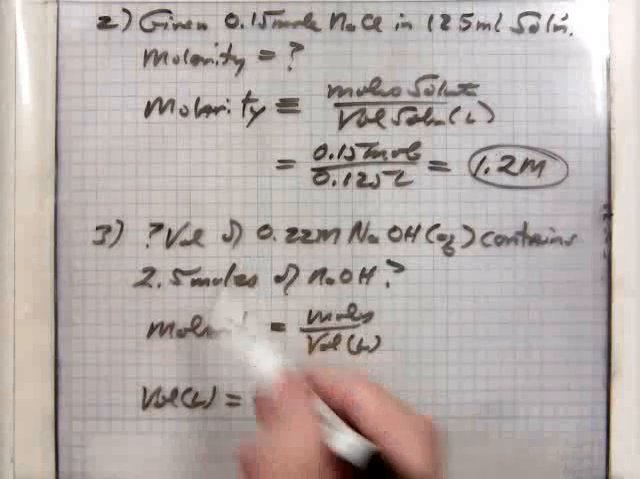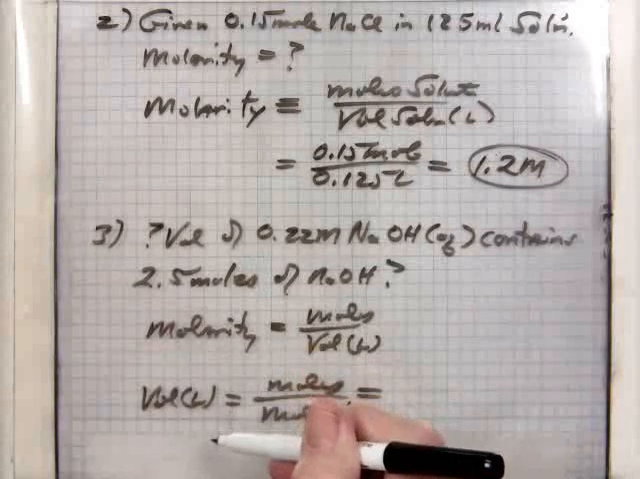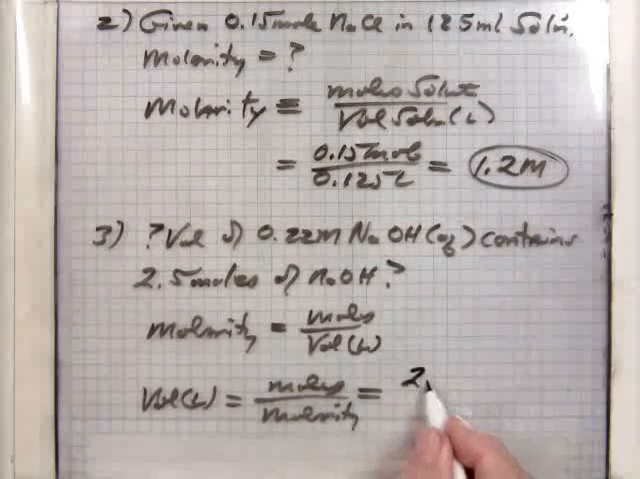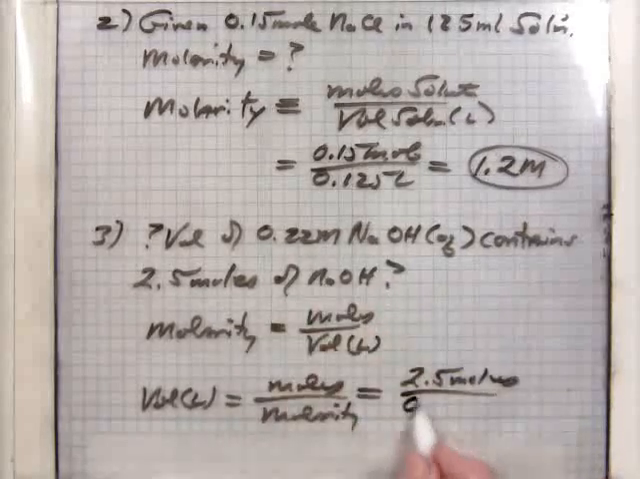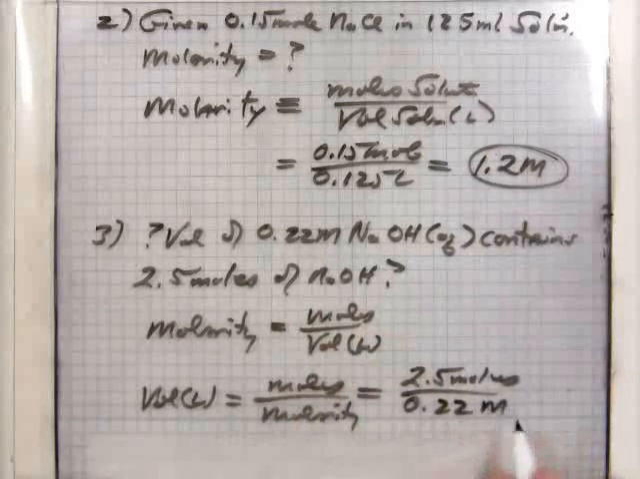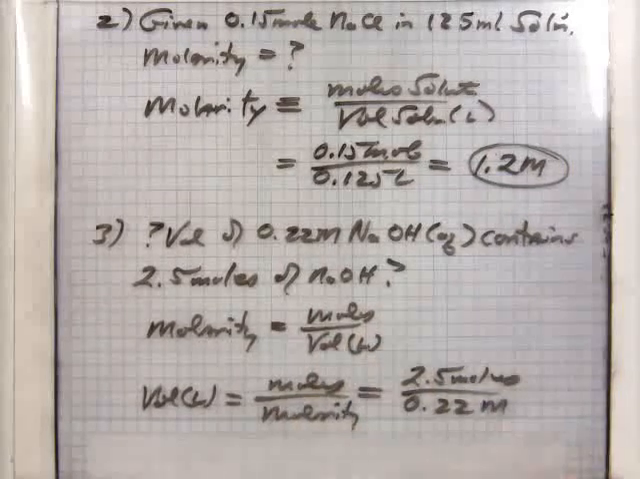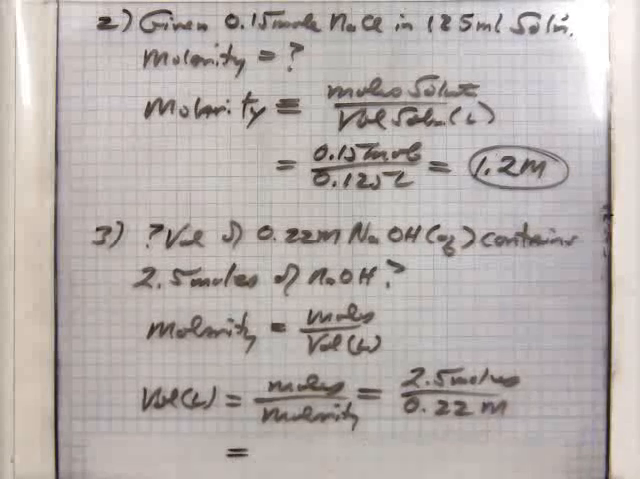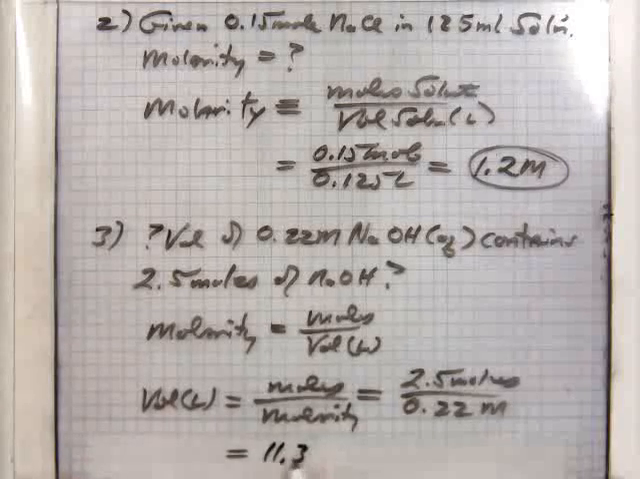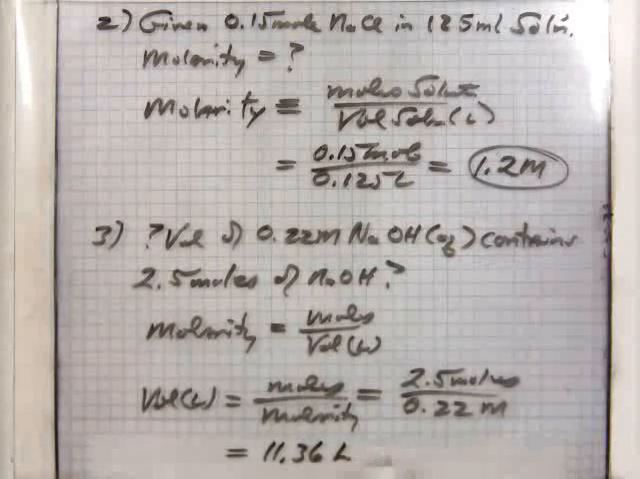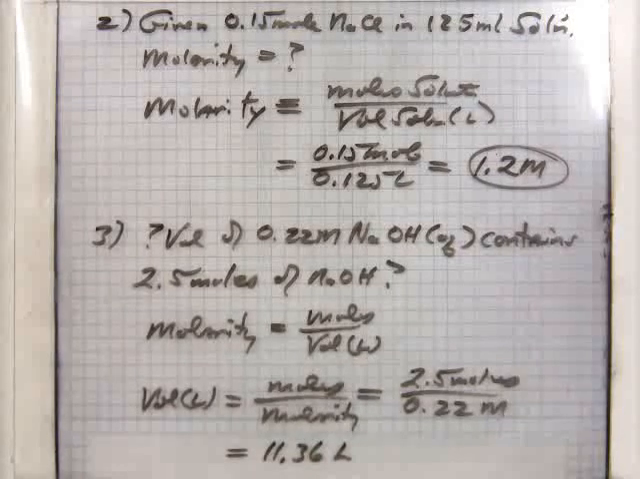So the moles, let's see, 2.5 divided by 0.22 moles per liter, and so moles drops out, and this will give you the number in liters. And that is 11.36 liters, which will contain that many moles.